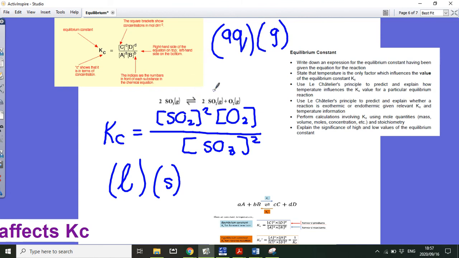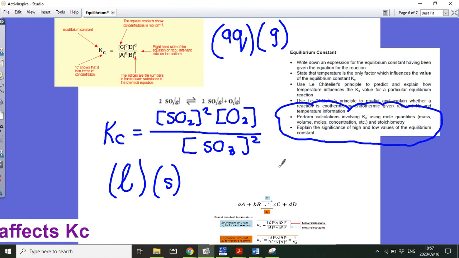Now, Kc calculations, we have loaded just before lockdown a video on how to do Kc calculations. But please remember you must be able to do the Kc calculations, whether you use those tables or you just use plain stoichiometry. Please make sure that you can do the Kc calculations.